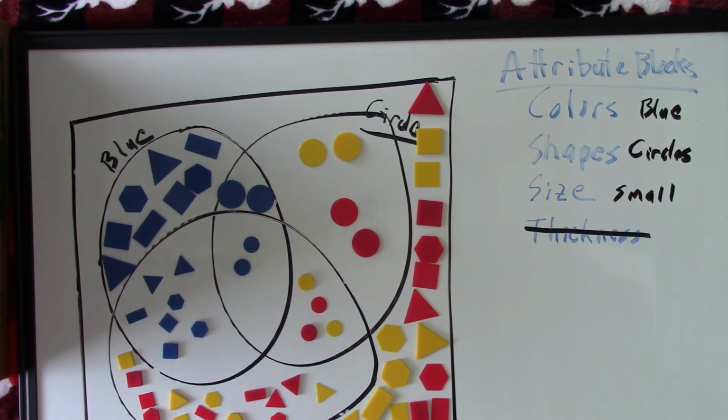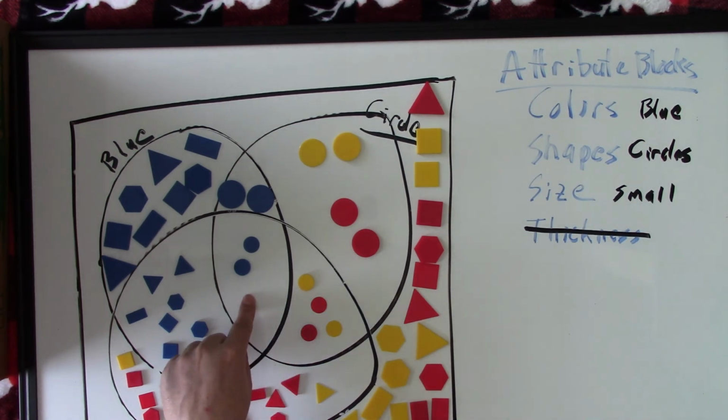So then we can look at each individual place. These are the not blue, not circle, but small. These are the blue and small, but not circle. These are the small and circles, but not blue. This is all three: blue small circles.